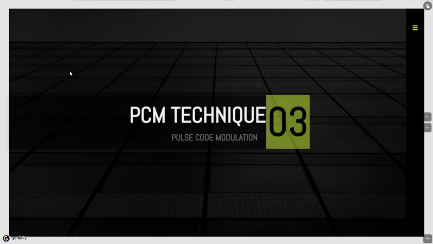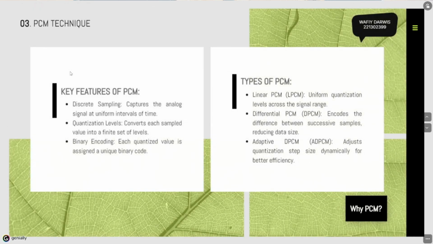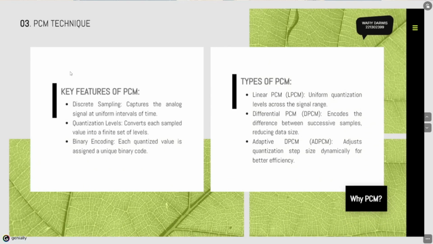So now let's begin with the PCM techniques. The key features of PCM are divided into three: sampling, quantization, and encoding. Sampling is called discrete sampling. It captures the analog signal at uniform intervals of time. The quantization level converts each sample's value into a finite set of levels. And in binary encoding, each quantized value is assigned a unique binary code.